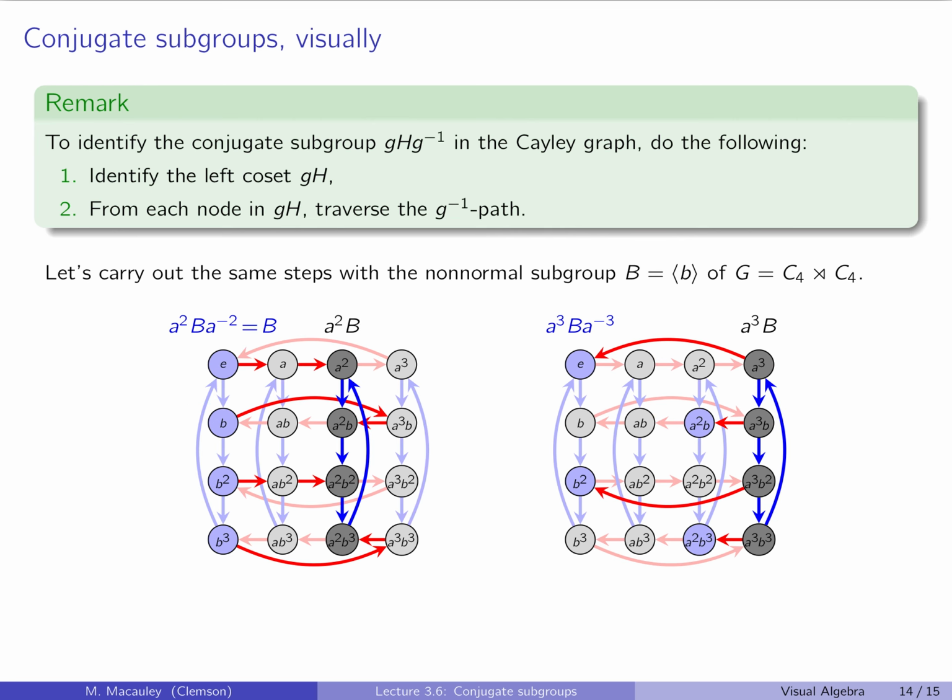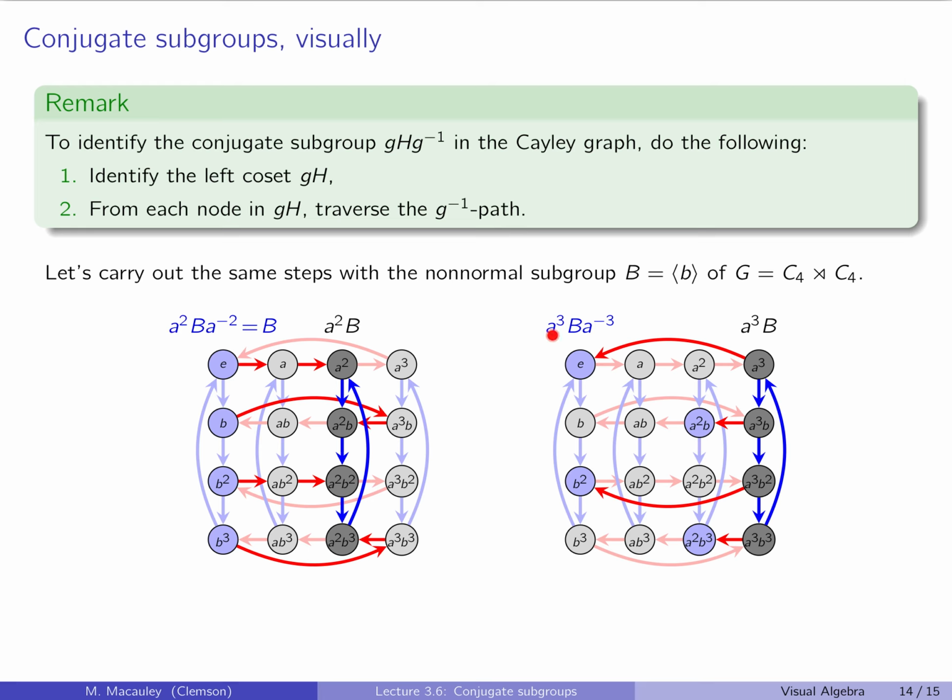If we conjugate by A squared, so let's do that. We start with the left coset A squared B. Here it is. And then we follow the A inverse path from that. That's the second step. So A inverse is backwards red, backwards red. So from here, we get back to E here. Backwards red, B, backwards red, and backwards red, backwards red. So we actually, in this case, this conjugate of B is B itself.